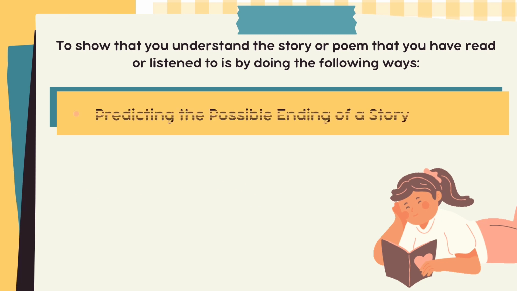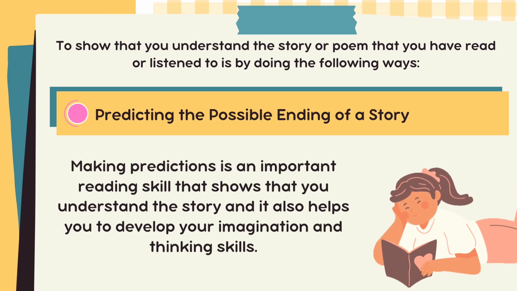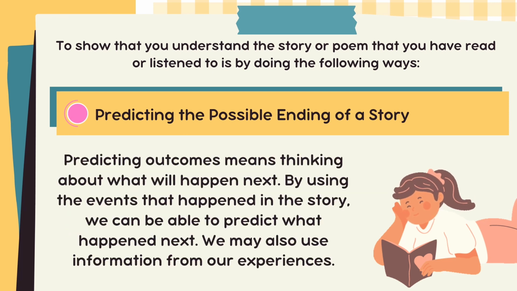Predicting the possible ending of a story. Making predictions is an important reading skill that shows that you understand the story, and it also helps you to develop your imagination and thinking skills. Predicting outcomes means thinking about what will happen next. By using the events that happened in the story, we can predict what happens next. We may also use information from our experiences.